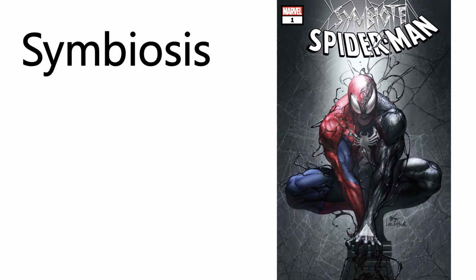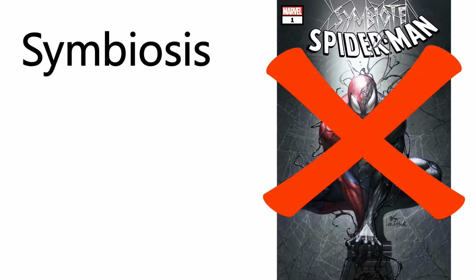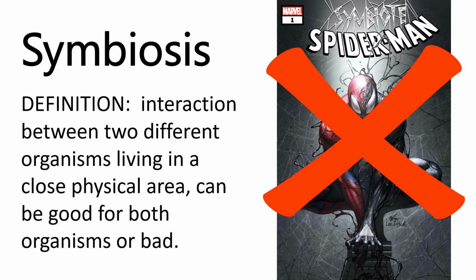Symbiosis is basically, and it's not Spider-Man, the symbiote. It is an interaction between two different organisms living in a close physical area. These can be good interactions or they can be bad interactions. Go ahead and pause the video right here and write down the definition for the word symbiosis.